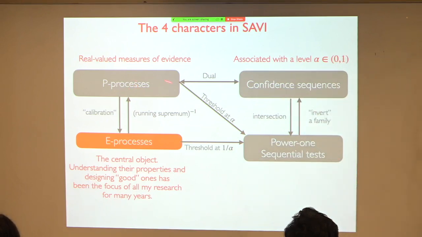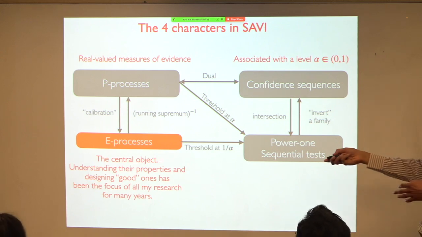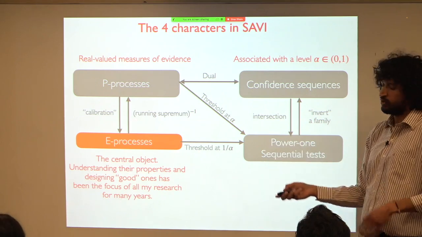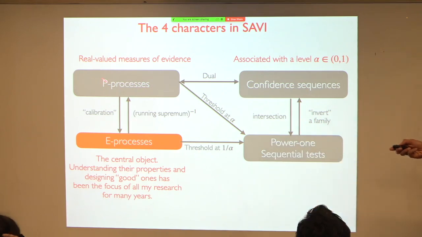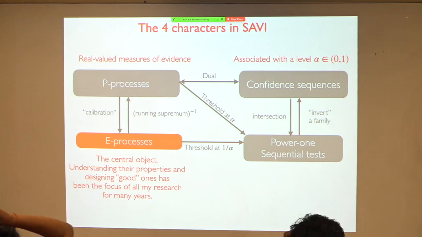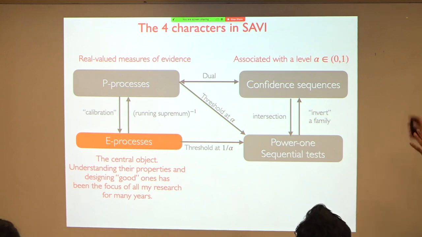If you threshold a P value at level alpha, obviously you get a level alpha sequential test. If you take the E process and you take 1 over the running supremum, you actually get a P process. So that's one direction. That's actually by Ville's inequality, and it turns out you can go the other way. If I give you a P process, you can do something called calibration and get an E process. So all of these concepts are tightly connected, and you can move in between them.